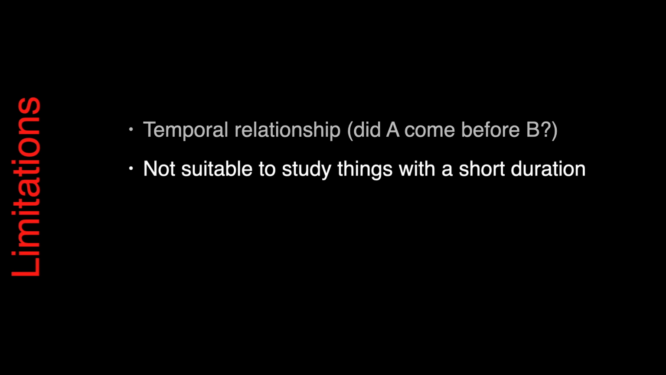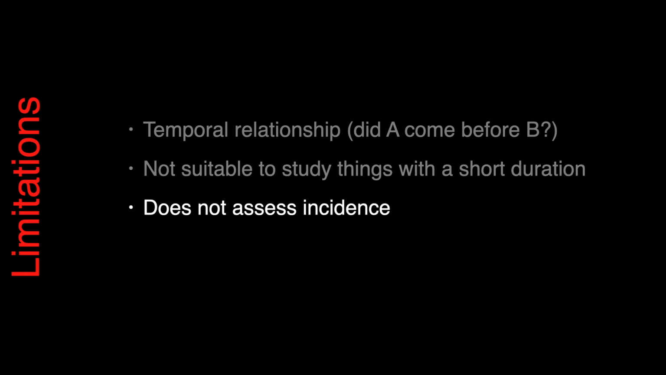So key limitations of a cross-sectional approach include that the temporal relationships cannot be studied. What do I mean by that? Time. Did A come before B? Or did B come before A? We're only looking at one time point, so we cannot determine that. They're not suitable to studying things with a short duration. If it's a case of blink and you miss it, probably a cross-sectional study will not help. It does not assess incidence.